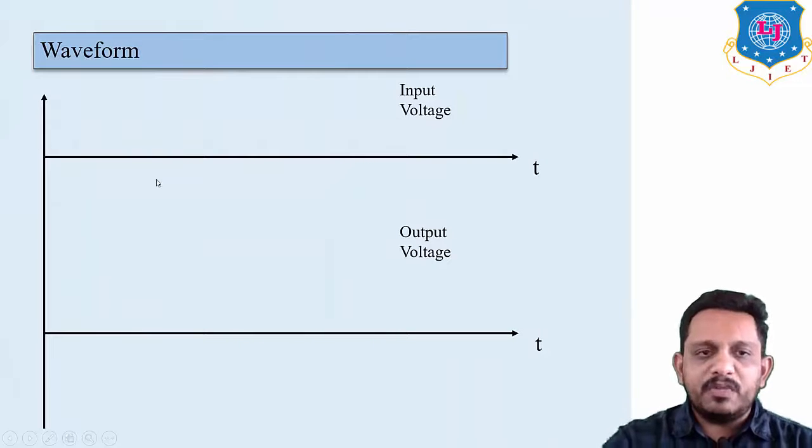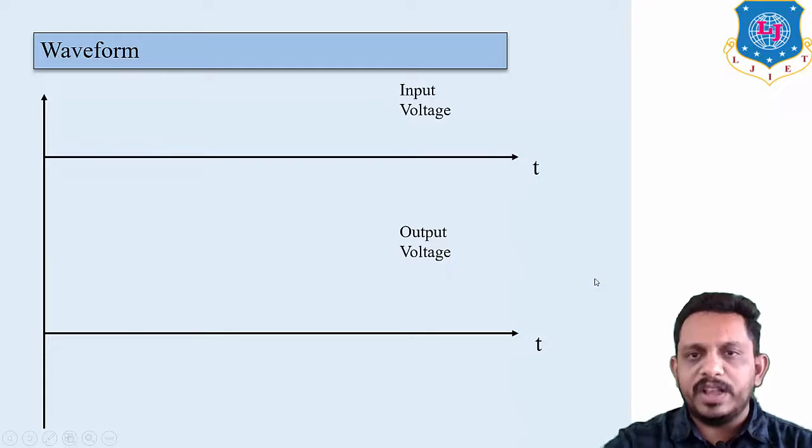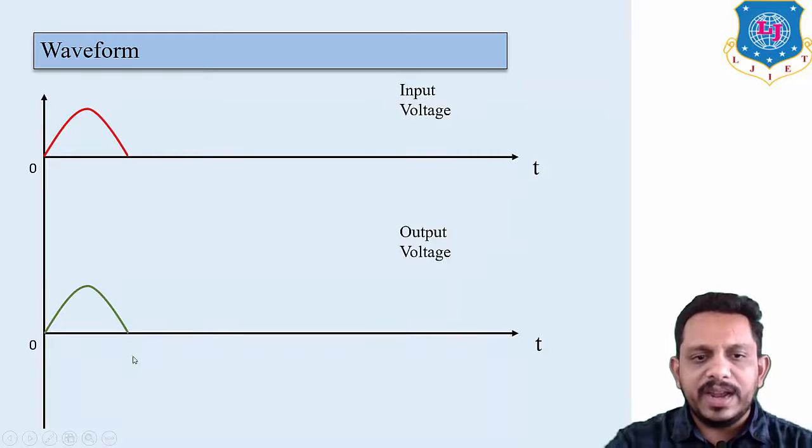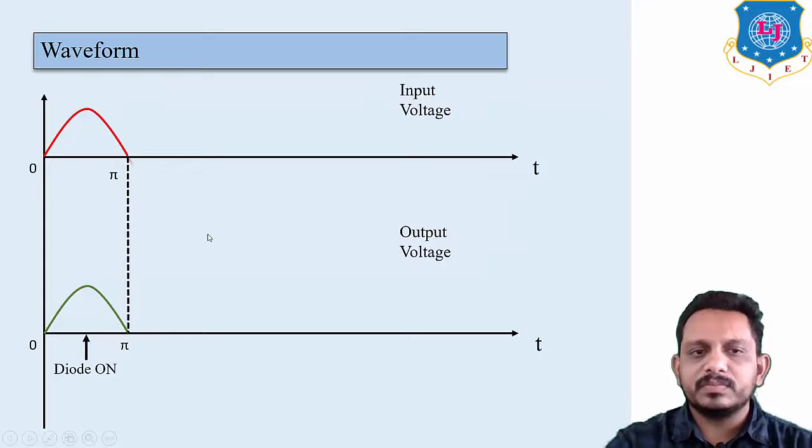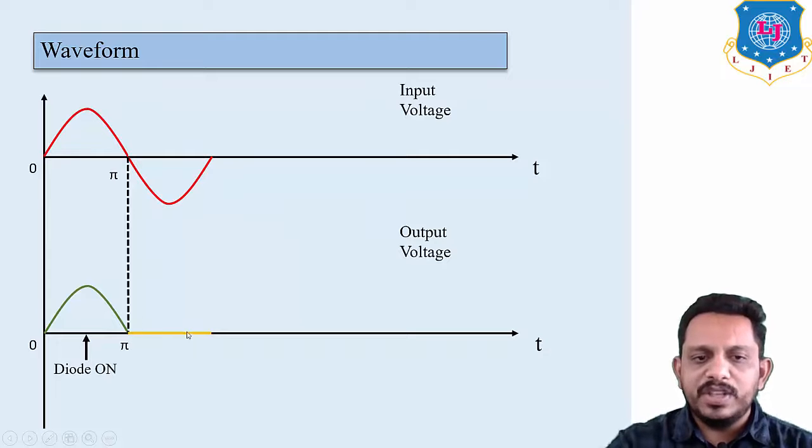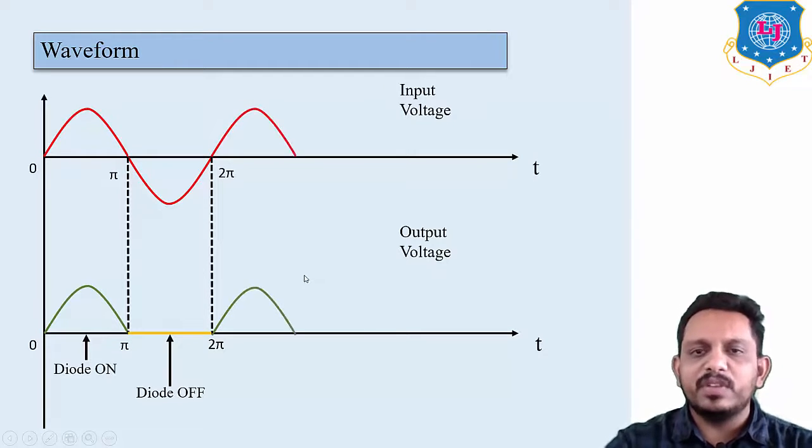If we draw the waveform for the input and output voltage for the half wave rectifier, we are drawing the waveform of the input voltage versus time t. So for the positive half cycle, you will get the output voltage between 0 to pi, where the diode is on. For the negative half cycle of the input voltage, the diode is off. That's why no voltage is obtained at the output voltage. This limit is 0 to 2 pi, and similar for the further cycles.